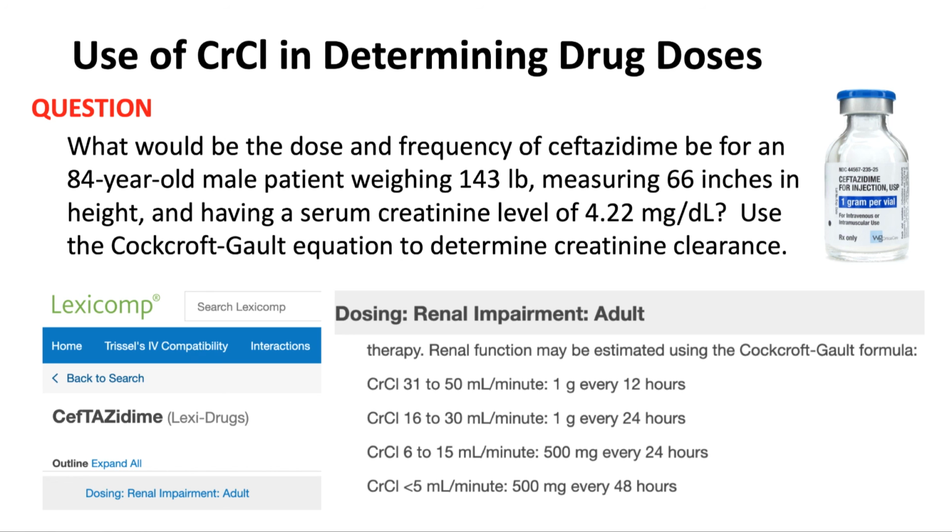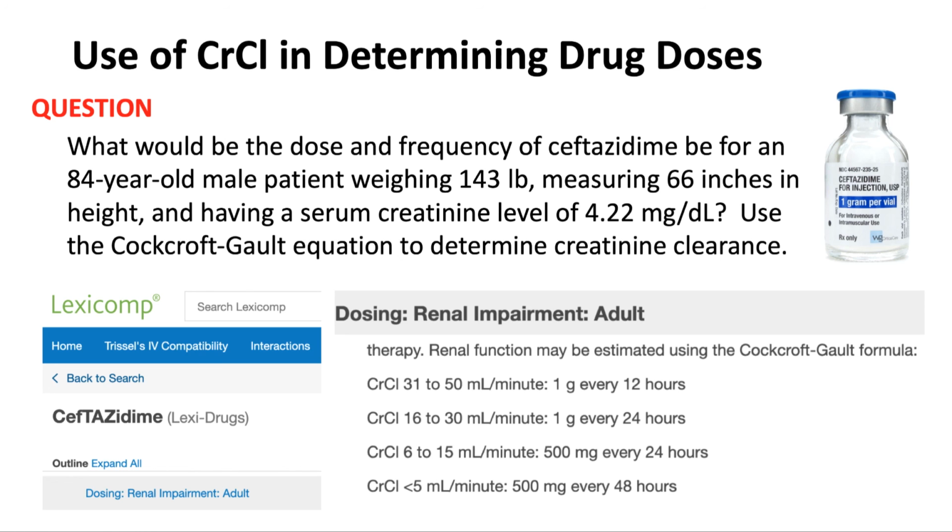It says, what would be the dose and frequency of the antibiotic ceftazidime for an 84-year-old male patient weighing 143 pounds and measuring 66 inches in height? They also have a serum creatinine value of 4.22 milligrams per deciliter. And to do this, let's look up, do we even have to adjust? We could calculate a creatinine clearance, but why adjust it if the drug, and not all drugs do need to be adjusted based off of kidney function. So let's pull up ceftazidime.